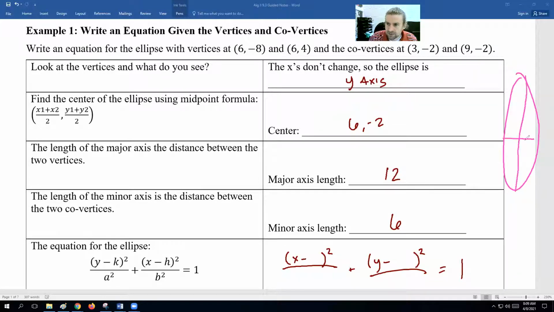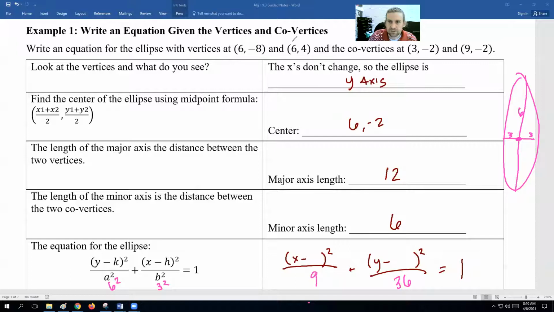What we actually want to do is look at what's called the semi-major axis. If this is 12 units long, that is 6. Remember, that is our y-axis here. And so our a value, the number underneath the y, is going to be 6 squared, which is 36. The minor axis is 6 long, meaning it should be 3 by 3, so our number underneath the x would be 3 squared, which would be 9.